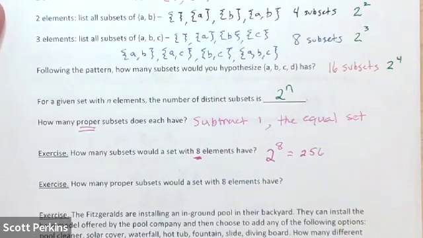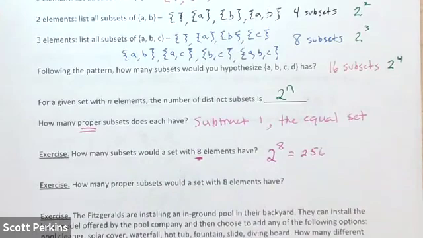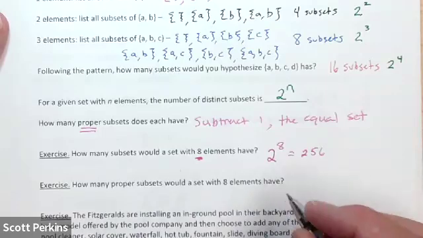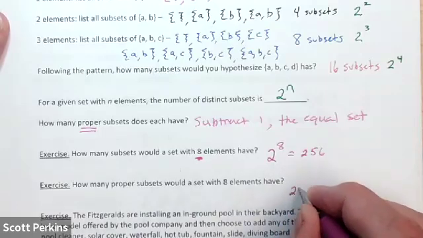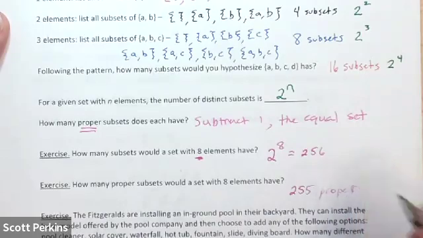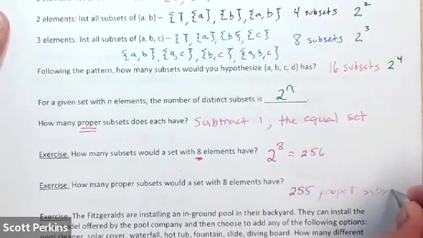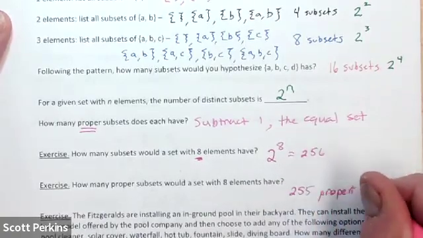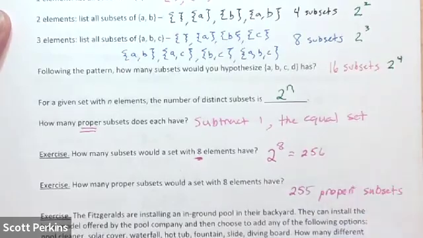So for the problem we just did, the exercise, how many subsets would a set with 8 elements have? That was 2 to the 8th power. So then related to that is how many proper subsets would that set with 8 elements have? That's exactly right. We're going to subtract 1, and it's going to be 255 proper subsets. Uh-oh, my pen's running out of ink. All you're subtracting is the equal set. And there's only one equal set.